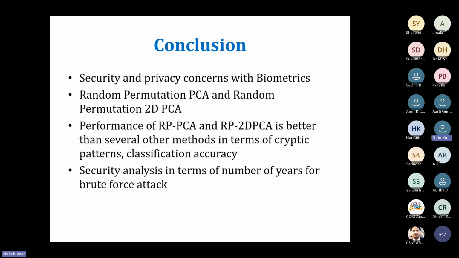Okay, now finally, I conclude. We have discussed security and privacy concerns with biometrics. Then we discussed the healthcare applications of this. We have also discussed random permutation PCA and random permutation 2D PCA. Finally, we have seen that the performance of both these methods is better than several other state of the art methods, like block remapping, gray salt, and gray combo. We have also seen the security analysis in terms of the number of years for a brute force attack, and we have seen that this is a very secure approach.